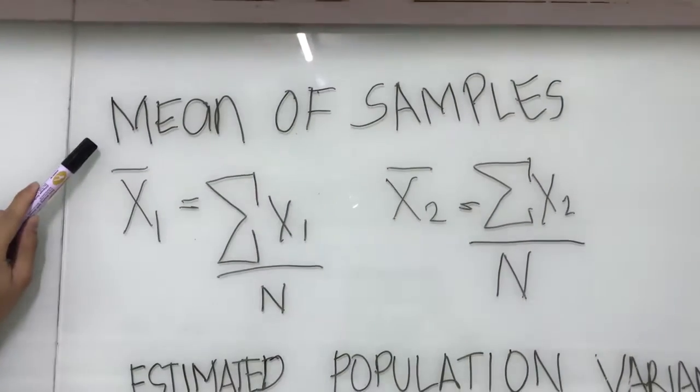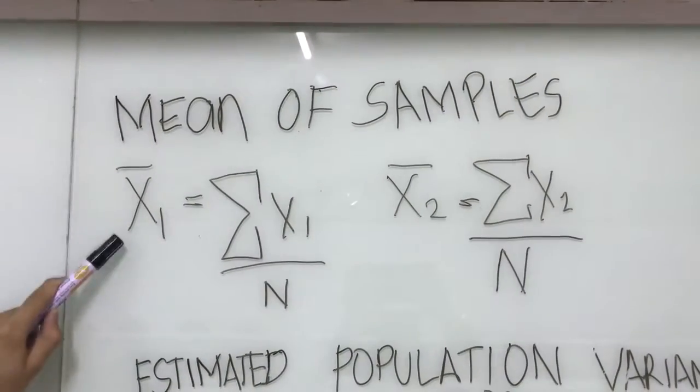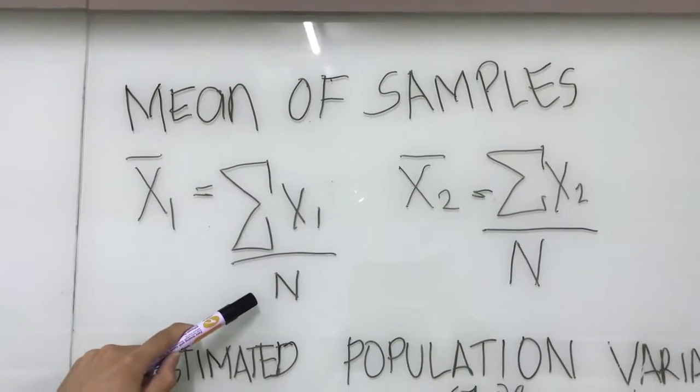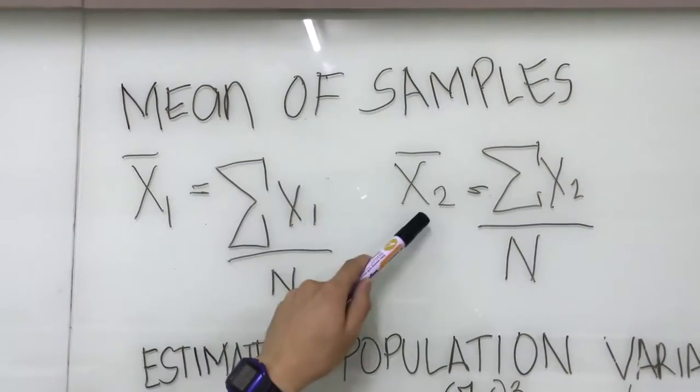Now we go to computing the mean of the samples, or x-bar, the x with a line above it. To compute the mean, divide the summation of x sub 1 by the number of elements in the sample, and the same goes for x sub 2 in order to get its mean.